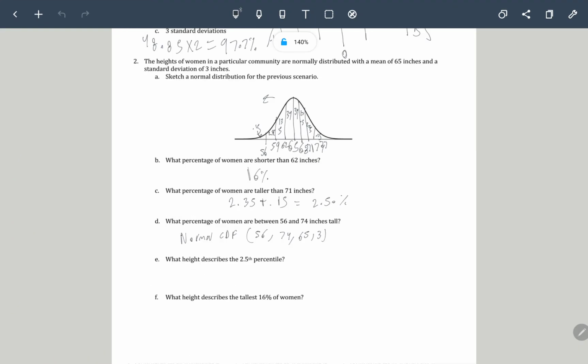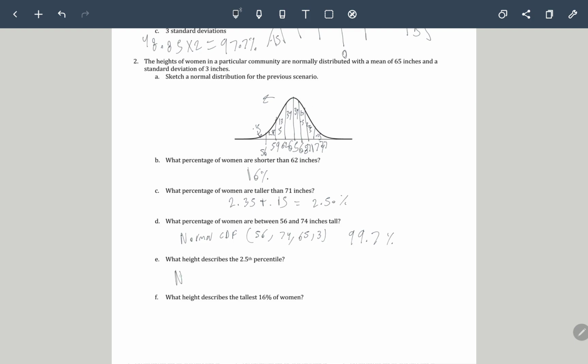Now here we got 99.7%, right? And here it says, what height describes this 2.5th percentile? Now what height describes the 2.5th percentile? You would normally see this and be like, okay, well, 2.5 would be like this, right? That would be like 74. But no, you have to show your work.